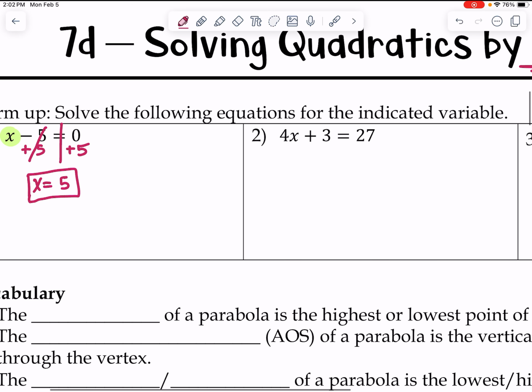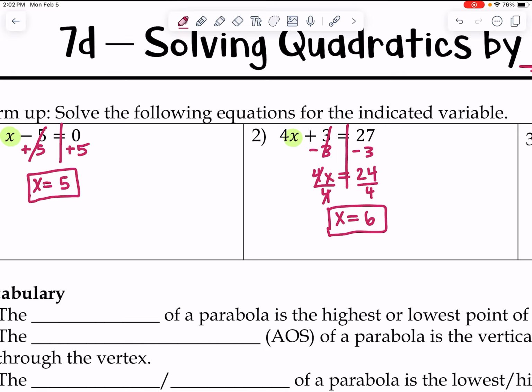On number 2, we have two numbers hanging out with x. You have to get rid of the number that's furthest away first, and that would be the 3. So step 1 is to subtract the 3 from both sides. That would leave you with 4x equals 24, and then divide by 4. When you divide both sides by 4, you end up with x equals 6.